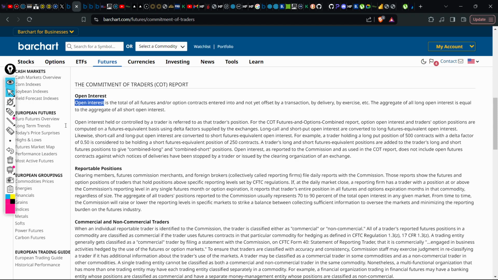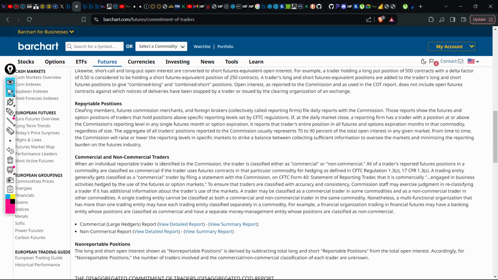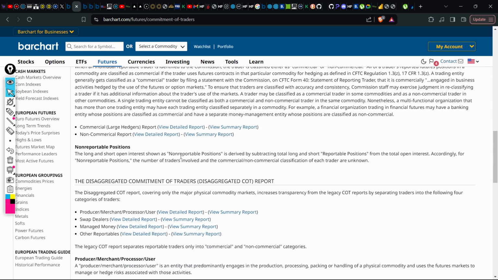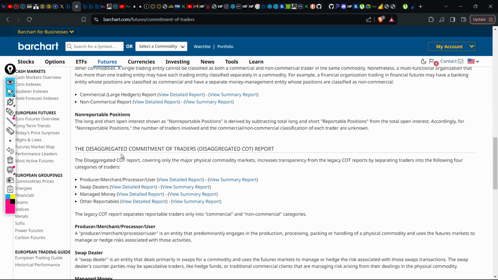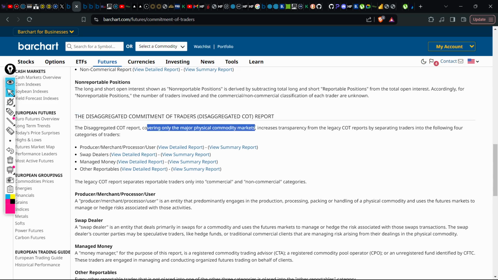Okay, so you can read this for yourself in your free time, and then there's the reportable positions, commercial, non-commercial traders. What else? There's something I'm looking for. Yeah, the disaggregated commitment of traders report. You can see there are specific notes about this specific type of CoT report, covering only the major physical commodity markets. All right, disaggregated. They all cover major physical commodity markets, like we've just seen.